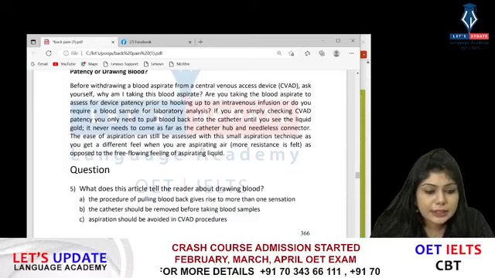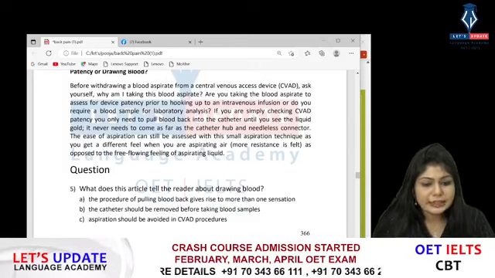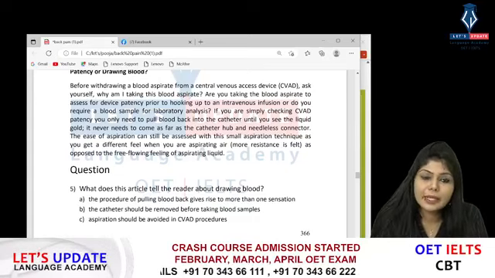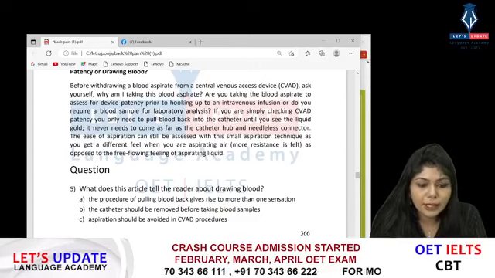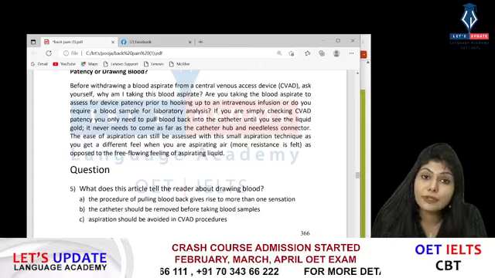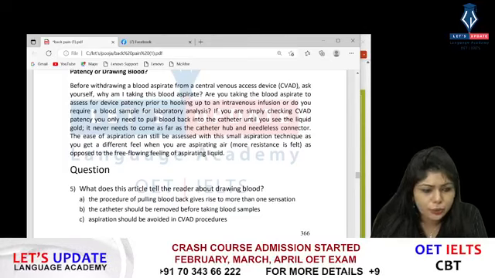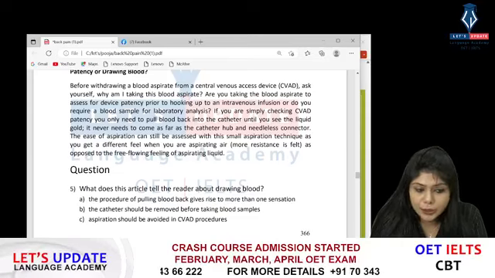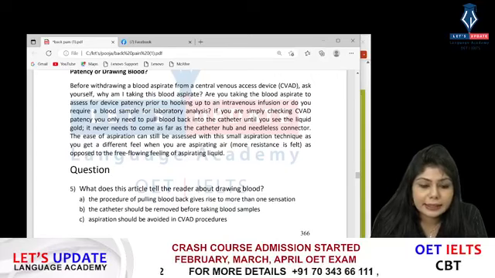Okay, so now let's read it. Before withdrawing a blood aspirate from a central venous access device, that is CVAD, ask yourself, why am I taking this blood aspirate? Are you taking the blood aspirate to assess the device for patency prior to hooking up to an intravenous infusion, or do you require a blood sample for laboratory analysis? If you are simply checking CVAD patency, you only need to pull blood back into the catheter until you see the liquid gold. It never needs to come as far as the catheter hub and needleless connector.